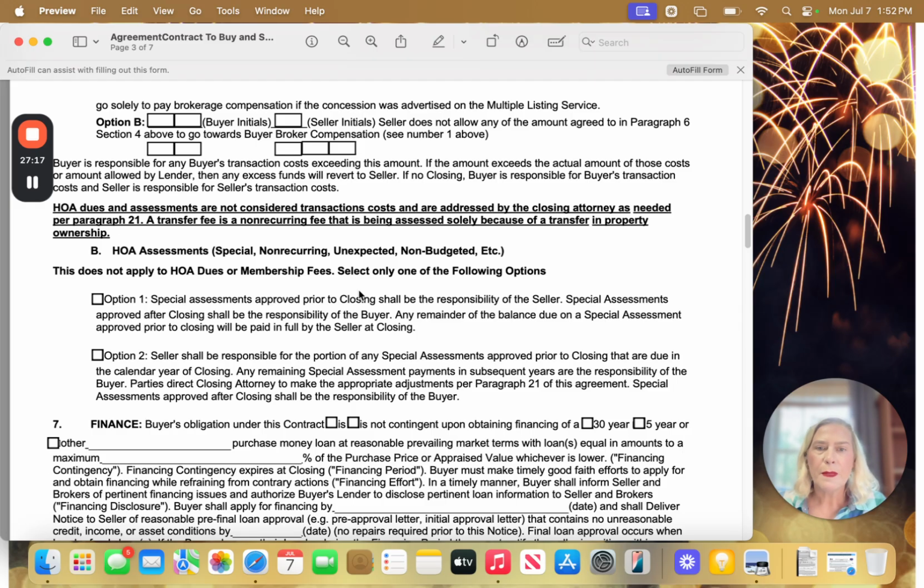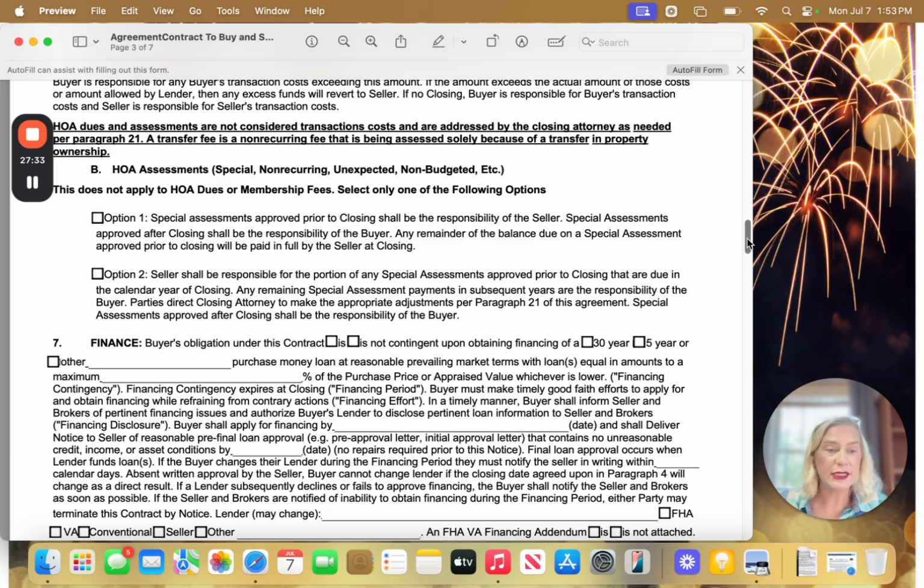So here you need to figure out if the special assessments that are approved prior to closing will be the responsibility of the seller, or if they're going to prorate and be responsible for a portion of it, fully responsible or a portion of it. So make sure you choose wisely on that. And if you're a listing agent, make sure you choose wisely when you respond to a counteroffer, because you may not want your sellers to be fully responsible for that assessment.